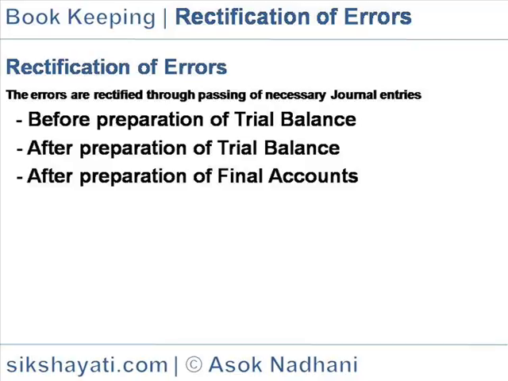In the first section, write the correct entry, the entry that should have been passed in the books. In the second section, write the wrong entry, the entry that has already been passed wrongly in the books. In the third section, write the derived rectification entry.